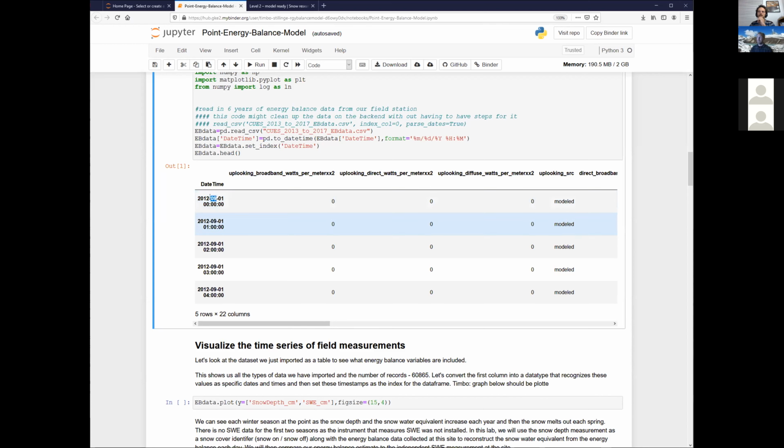So we have the timestamp. You can see we have a recording every hour. So we're going to be looking every hour at the energy balance to do our reconstructions.